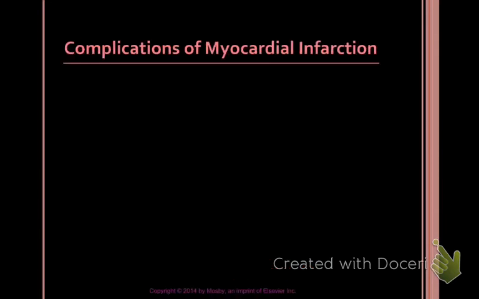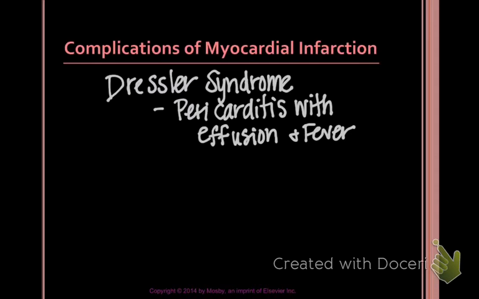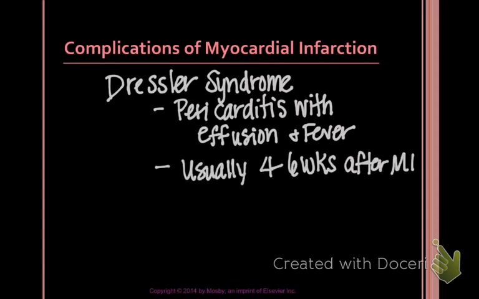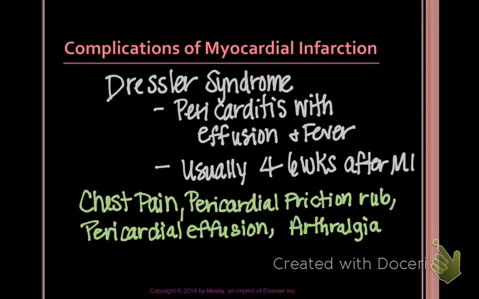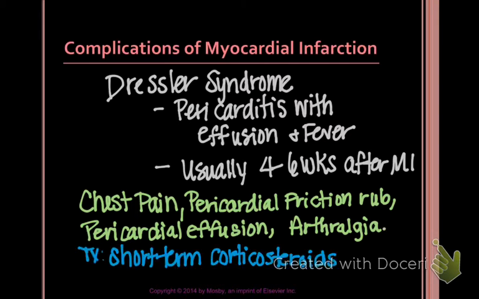Then Dressler syndrome, which is pericarditis with effusion and fever. And it's usually 4 to 6 weeks after an MI. And you're going to have chest pain. You're going to see chest pain, a pericardial friction rub, pericardial effusion, and arthralgia. Treatment for this is short-term corticosteroids.